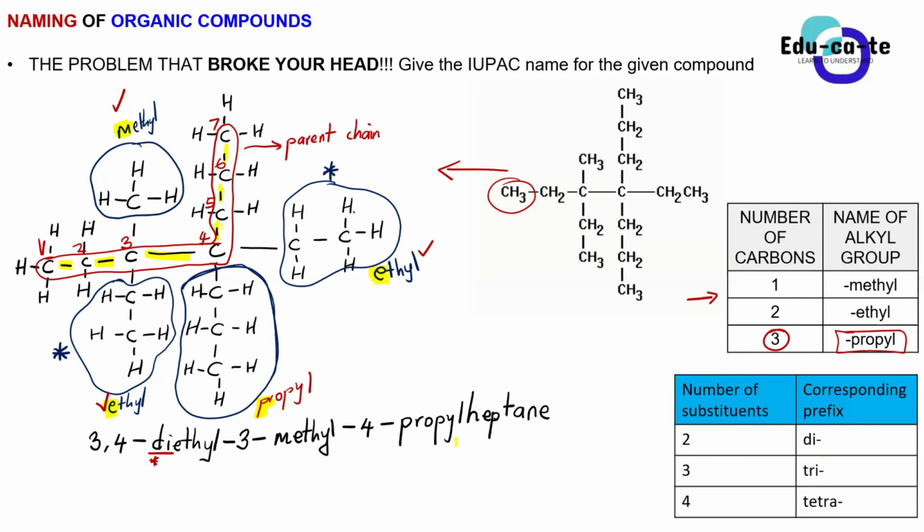3,4-diethyl means that you've got two ethyl groups: one is on carbon 3 and another one is on carbon 4. So the di tells us that we have two. If you don't write the di, it is wrong, because then it would mean a single ethyl.